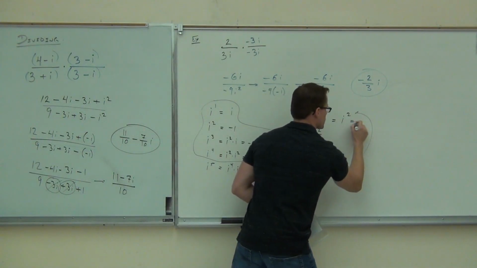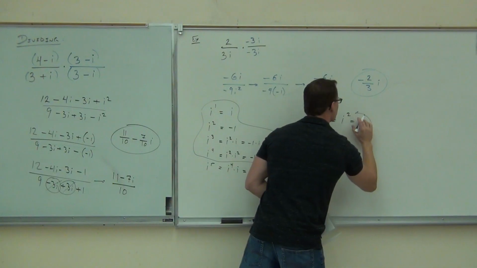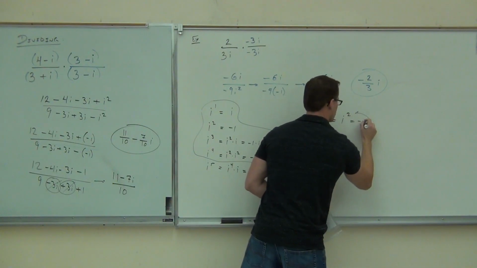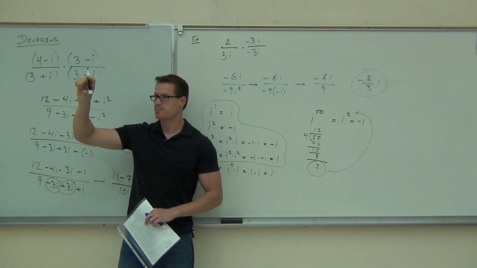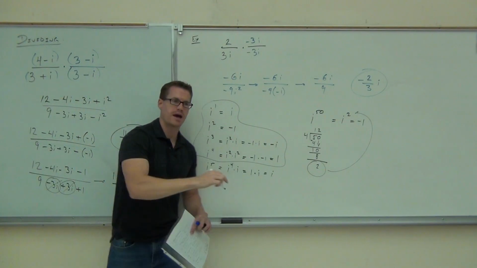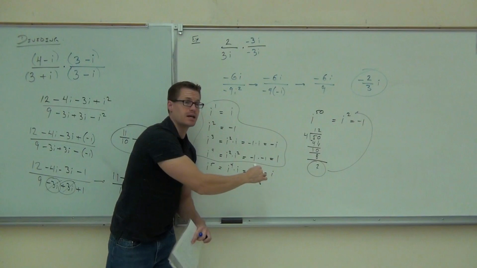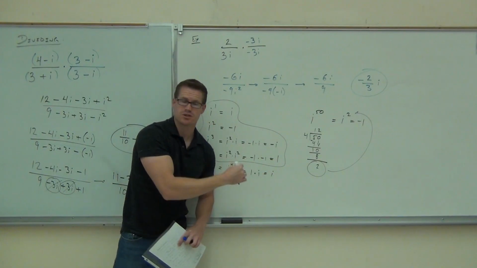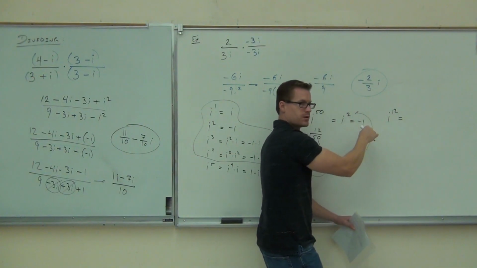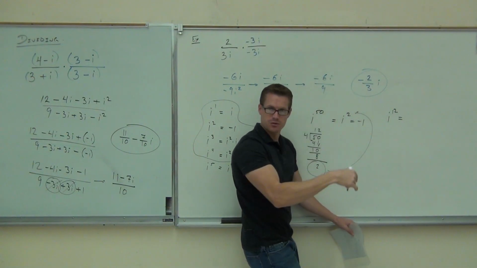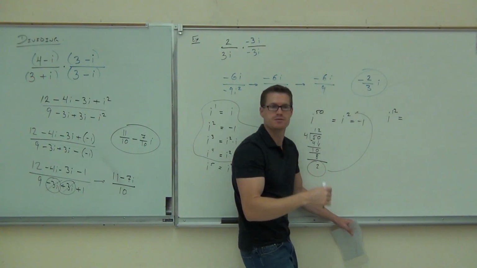I know i squared is negative 1. Therefore, i to the 50th is equal to negative 1. Take your power, divide by 4, find the remainder. Hey, by the way, if the remainder is 0, i to the 12th, divide that by 4. It goes in 3 times, you get a remainder of 0, true?